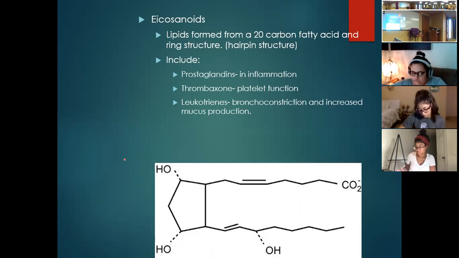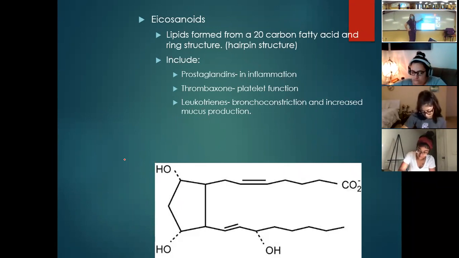Finally, we have our eicosanoids. Now, I know there's some $10 words up here. Prostaglandins, thromboxane, leukotrienes. I am not going to test you over what each of these do. This is just basically so you've seen it, you've heard it, and next time you hear it, your brain will jog a memory. What these eicosanoids do is they have this very distinct hairpin or bobby pin structure. And they do a whole variety of different jobs in the body.